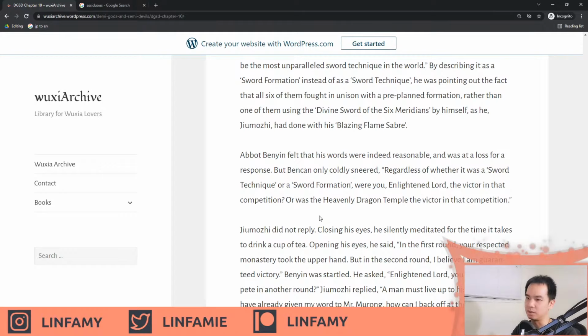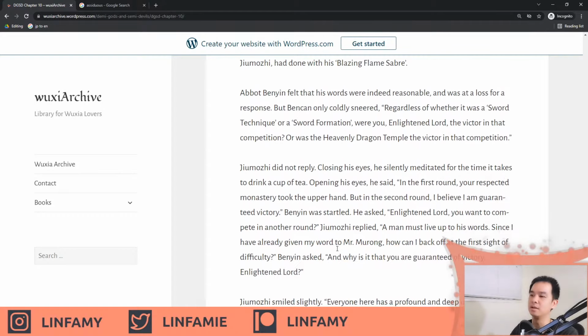Regardless of whether it was a sword technique or a sword formation, were you, enlightened lord, the victor in that competition, or was the heavenly dragon temple the victor in that competition? Jiumozi did not reply. Closing his eyes, he silently meditated for the time it takes to drink a cup of tea.